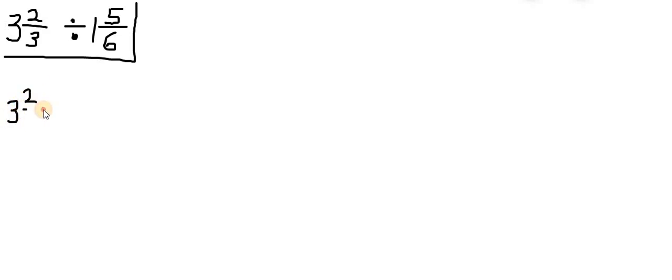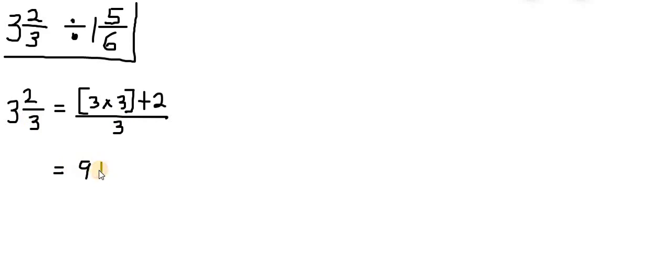to improper fractions, 3 2 over 3, whole number times the bottom number of the proper fraction, 3 times 3, plus the top number, 2, all over the bottom number, 3. That results in 3 times 3, 9 plus 2, over 3, that's just 11 over 3.